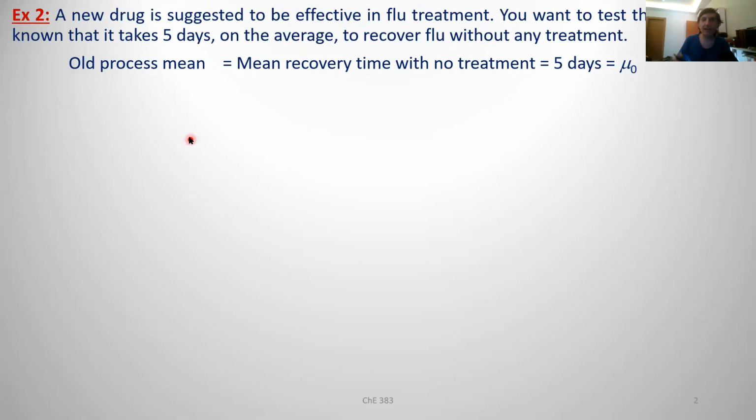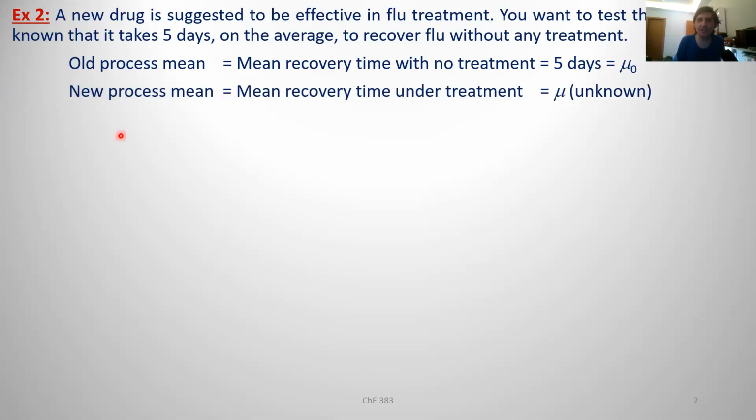All right. So again, let's liken it to the previous example. Old process mean here. Think about that. The old process is the people with the flu but with no drug. Mean recovery time is 5 days, and we can call it again mu0. And the new process mean is the mean recovery time of people who use that drug under treatment. We are going to call it mu, which is unknown.